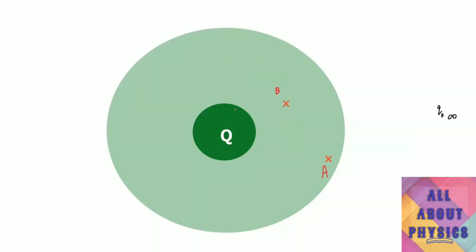Let's consider a charge Q. See, this region represents its electric field. And we have a charge Q naught here. It is a test charge Q naught, unit positive charge, which is placed at infinity. So when the charge Q naught is moved to point A, then electric potential at A can be defined as the work done in moving the test charge Q naught to point A. Okay. Similarly, when the charge Q naught is moved to point B, then electric potential at this point B can be defined as the work done in moving the test charge Q naught to point B.